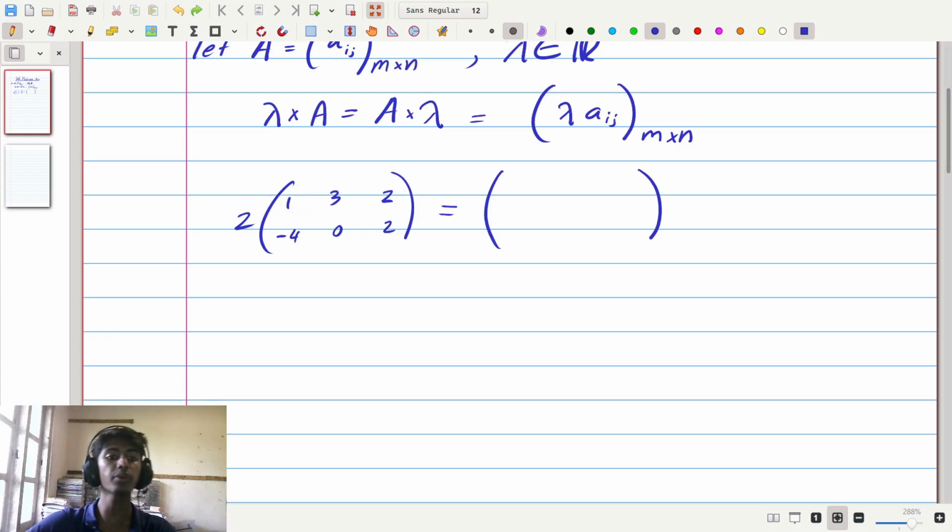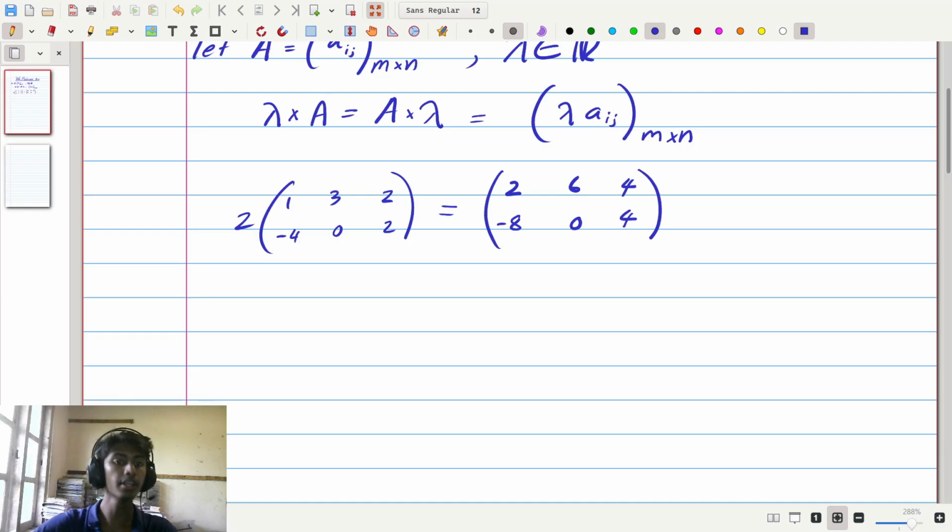So in this case we're going to have 2 times 1 in this position, which is going to be 2. We're going to have 2 times 3 in this position, which is going to be 6. We're going to have 2 times 2 in this position, which is going to be 4. And then we're going to have negative 4 times 2 in this position, which is going to be negative 8. We're going to have 0 times 2 in this position, which is going to be 0. And finally, we have 2 times 2, which is again 4 in this position here.